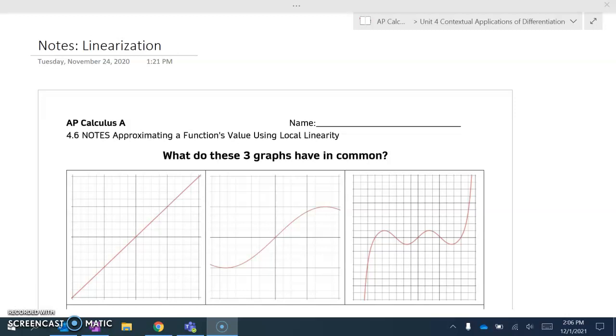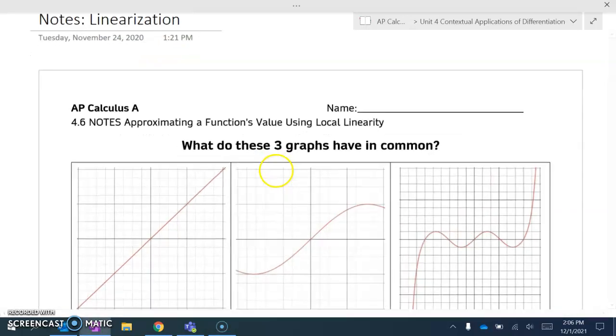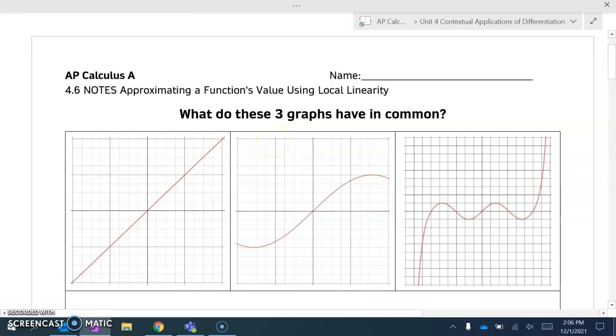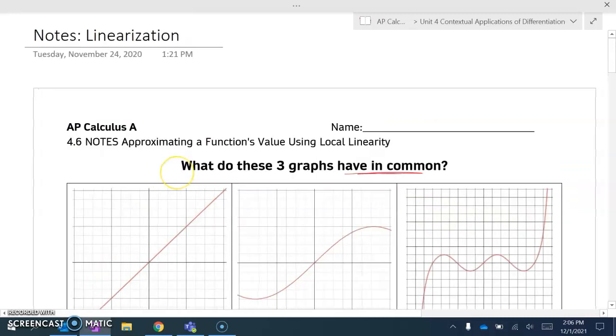All right, guys, this video is going to cover section 4.6, which is on linearization. So I want you to take a minute and look at these three graphs. And the question is, what do they have in common? At first, look at this left graph and ask yourself, what kind of graph is this? Some of you might say it's linear. It follows the format of y equals mx plus b.